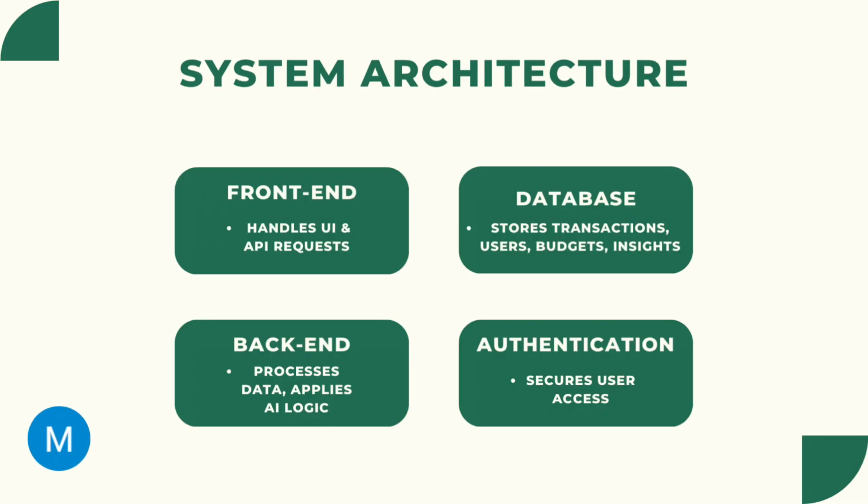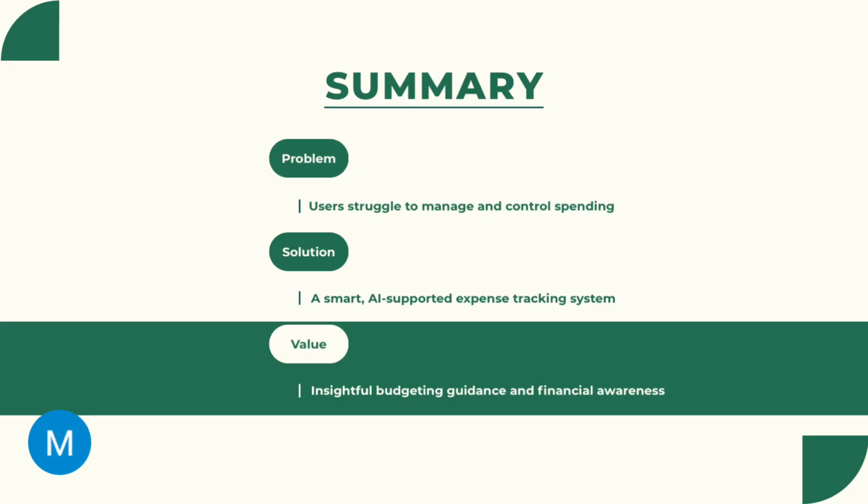So these are the slides for the architecture. The front end will handle the UI and API requests. The backend will process data and apply AI logic. The database will store transactions, user budgets, and insights. And authentication will secure user access.